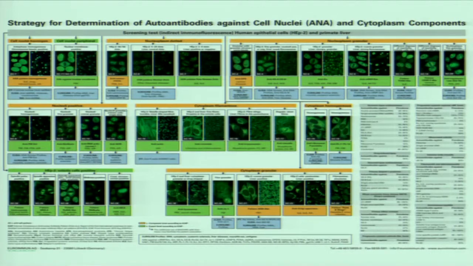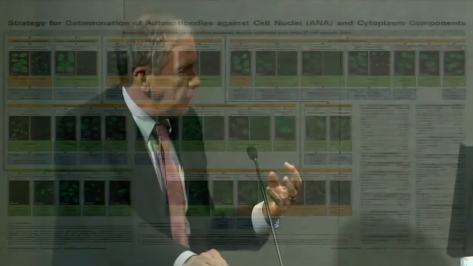I have a question about the nuclear dense fine speckled pattern, and it sounds like that's not routinely available, but it sounds like that's really the 8% or so of those individuals who are otherwise healthy who would have that particular pattern. Is that not useful? It is.